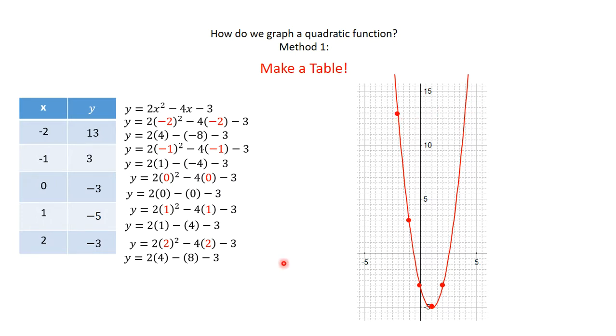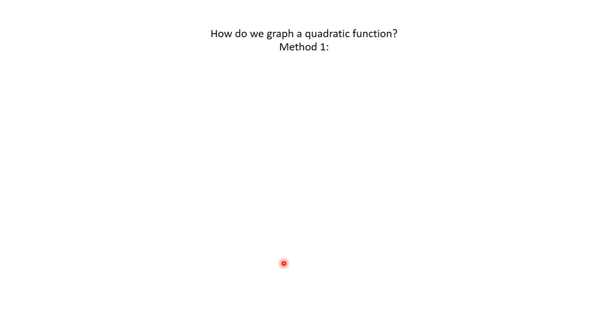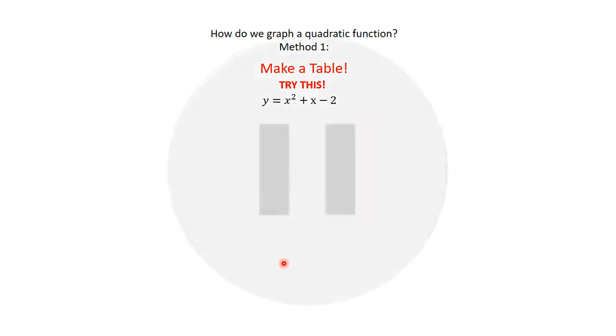And so that's make a table. Again, just plug in the points, make sure that when you square the negative, it becomes positive, and then plot the points. So you're going to try this one now. So you have y equals x squared plus x minus 2. So make a table, plug in those x values, plot your points, and see if you can get this. So go ahead and pause this, and then push play when you're ready to come back.